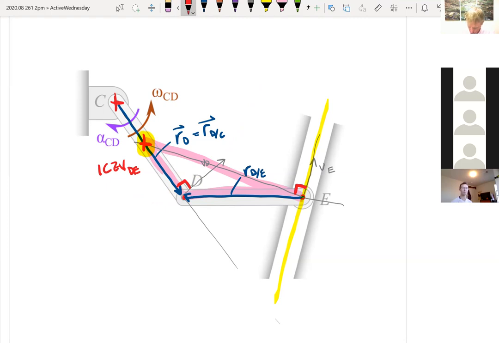If you change the motion or the slot out here at E, it will change where the ICZV is for DE, because it's always going to be perpendicular to the velocity of both ends. So the question is why it's on the diagram. It can be off of the diagram depending upon where the arm is situated.